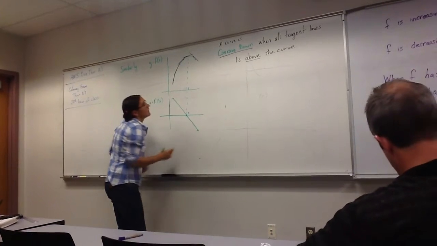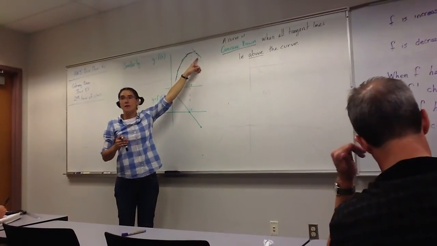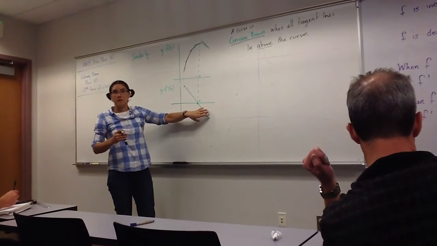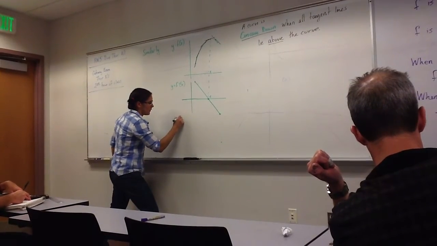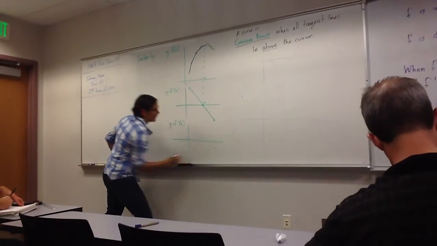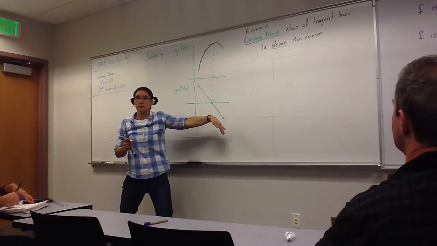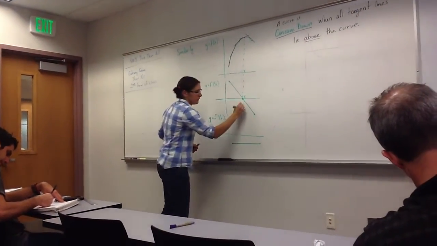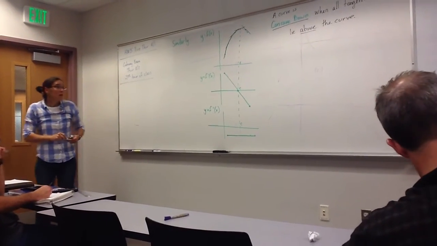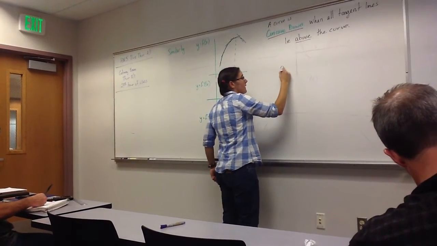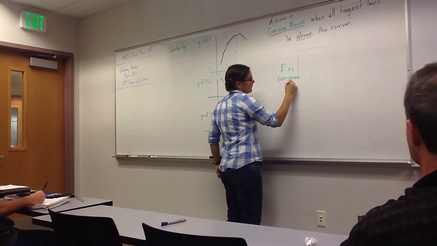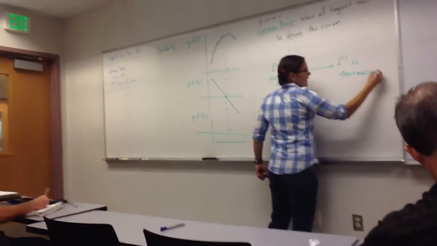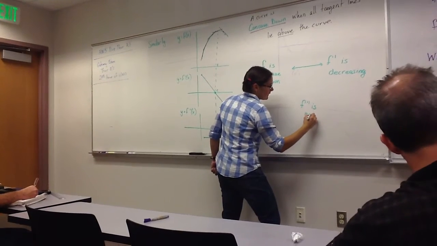And after c, the original function f is decreasing, and the slopes are also decreasing. So f prime is negative, and f prime is also decreasing. All right, so that tells us for y equals f double prime of x, since f prime is a decreasing function, its derivative will be negative. And so what that tells us is that when f is concave down, f prime is decreasing, and when f prime is decreasing, f double prime is negative.